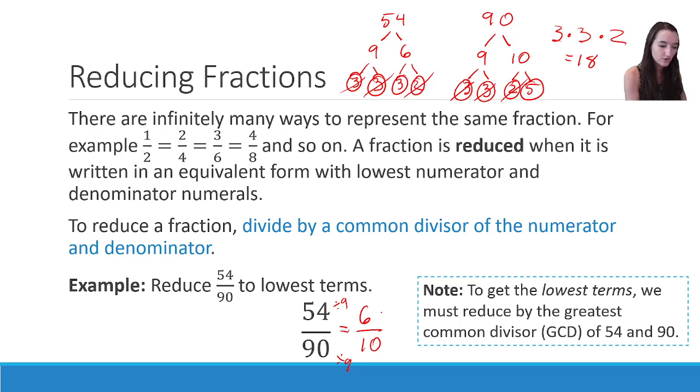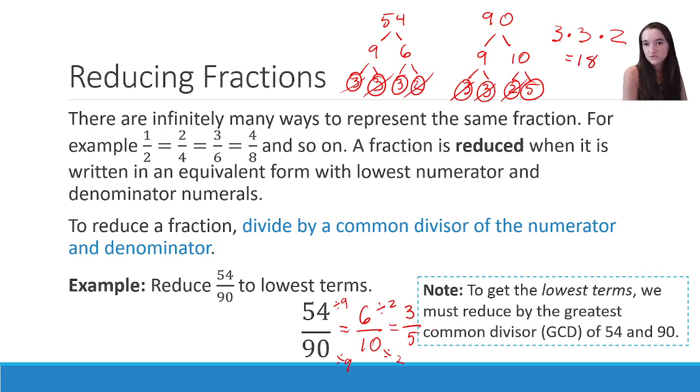So how do I get it further? I look for what's a common factor between both of these. Well, 6 can be divided by 2, 10 can be divided by 2, so I can just go further. And when you look at that, 6 divided by 2 is 3, 10 divided by 2 is 5.